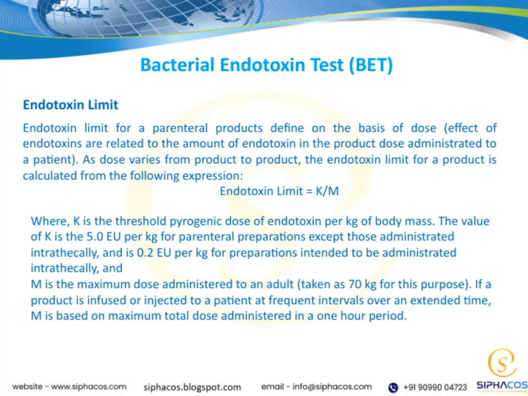Let's take a closer look at the concept of endotoxin limits. Here, K represents the threshold pyrogenic dose of endotoxin per kilogram of body weight. For most parenteral preparations, K is set at 5 EU per kg, except when the product is administered intrathecally, in which case it's much lower, at 0.2 EU per kg.